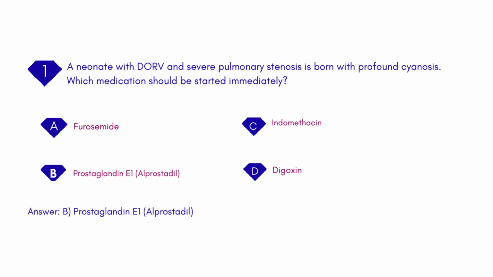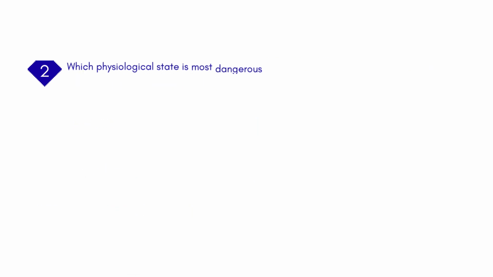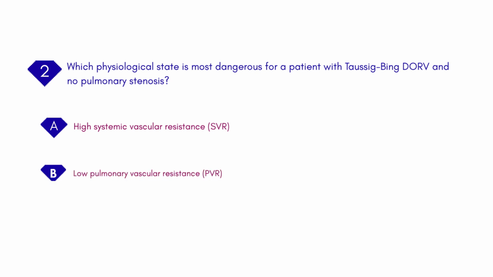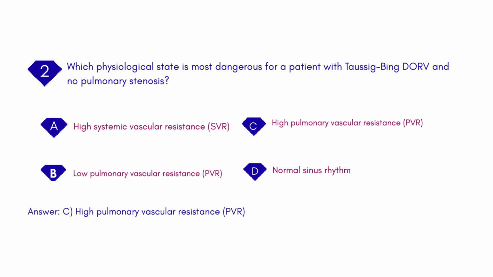Prostaglandin E1, alprostadil. Which physiological state is most dangerous for a patient with Taussig-Bing DORV and no pulmonary stenosis? A. High systemic vascular resistance, SVR. B. Low pulmonary vascular resistance, PVR. C. High pulmonary vascular resistance, PVR. D. Normal sinus rhythm. Answer: C. High pulmonary vascular resistance, PVR.